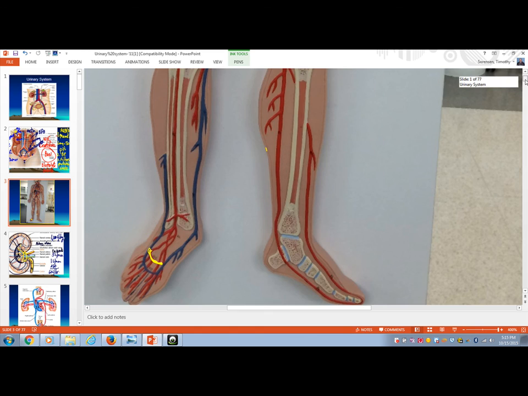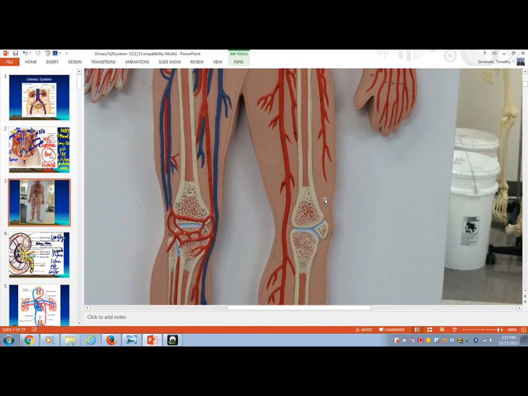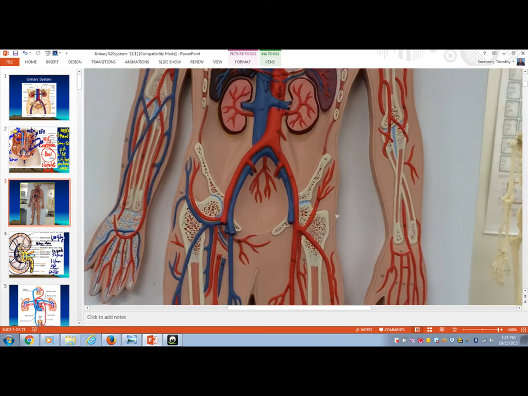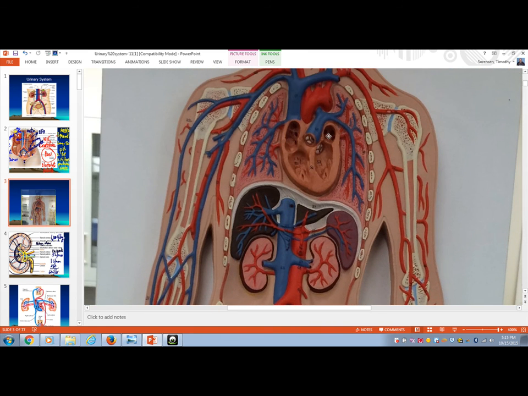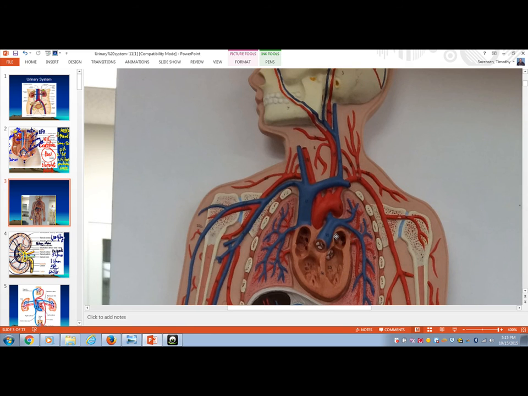So those are the big arteries. Some of them, anyway. Real quick, up here, you have the left common carotid artery. And the left common carotid artery then branches into the left external and left internal carotid arteries.